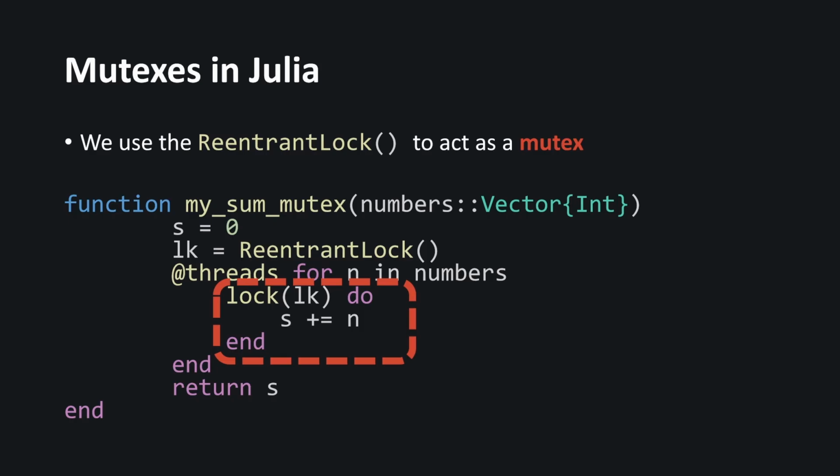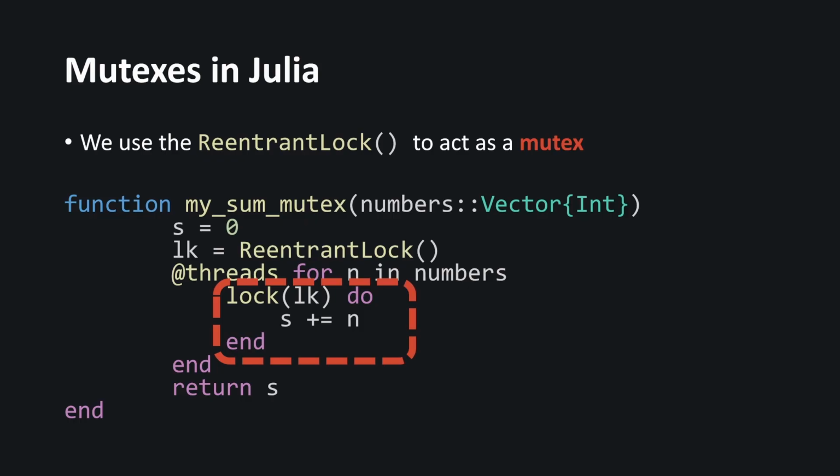The first will be the function that uses the resources that we want to protect. In this case, the first argument is provided by the do-end syntax, which is a special syntax in Julia to declare an anonymous function and pass it into the first argument of a function call. The second argument is the lock itself.